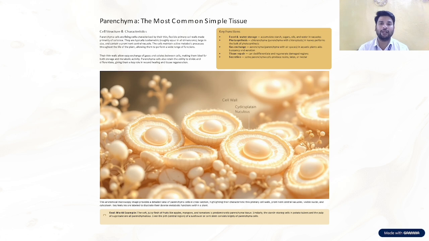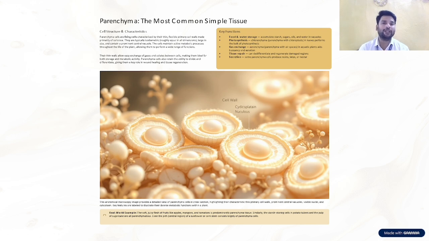Parenchyma cells also retain the ability to divide and differentiate, giving them a key role in wound healing and tissue regeneration. Key functions include food and water storage, accumulating starch, sugars, oil, and water in vacuoles. Then photosynthesis: parenchyma with chloroplasts is known as chlorenchyma in leaves, which performs photosynthesis. Then gaseous exchange: the specialized parenchyma cells are known as aerenchyma.